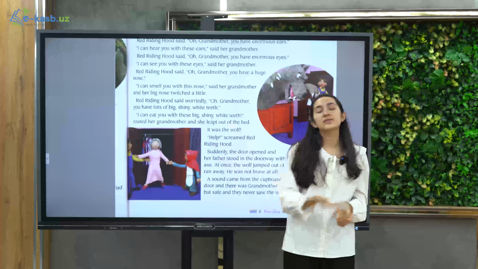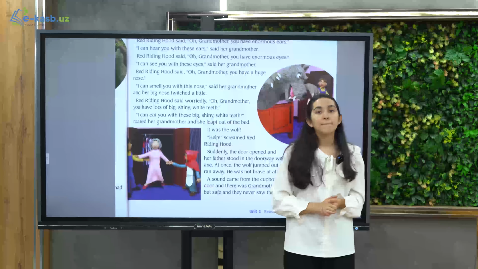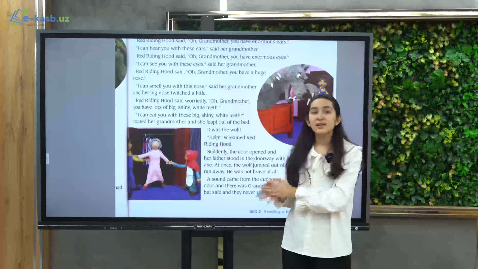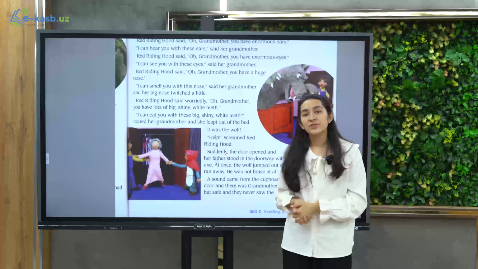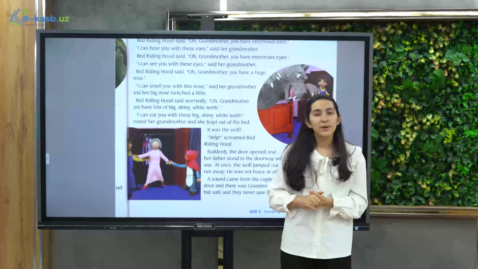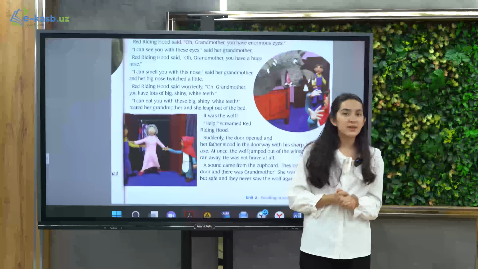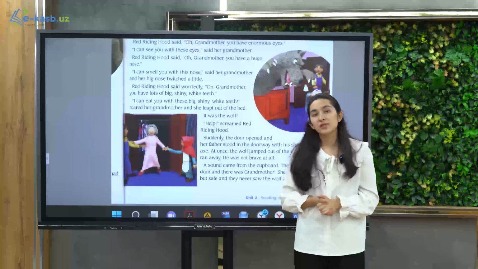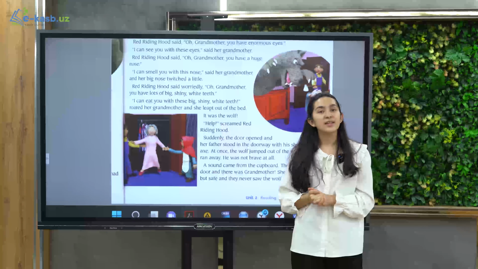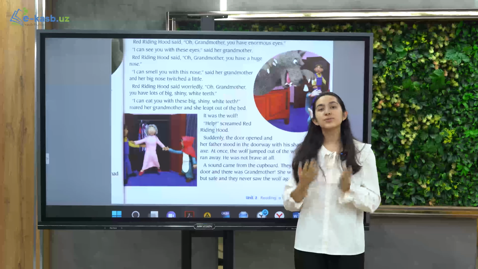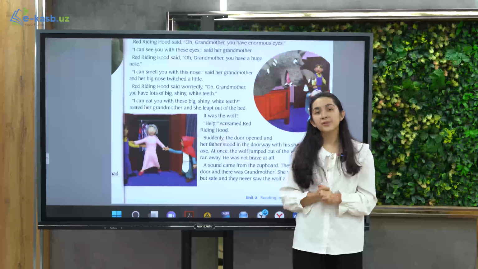And then the grandmother says that this helps her to smell her granddaughter. She asked, why does she have such big eyes? The grandmother says that these eyes help her to see her granddaughter. And then she asked, why have you got such big, shiny, sharp teeth?